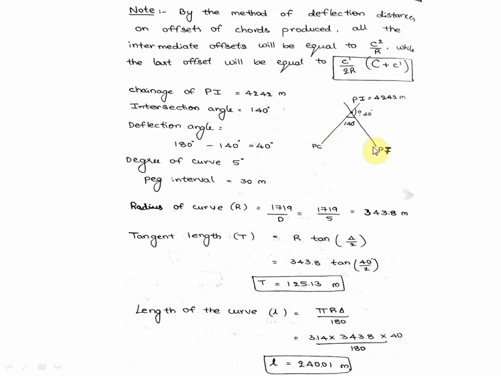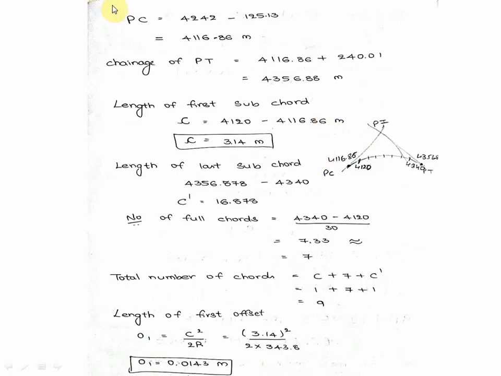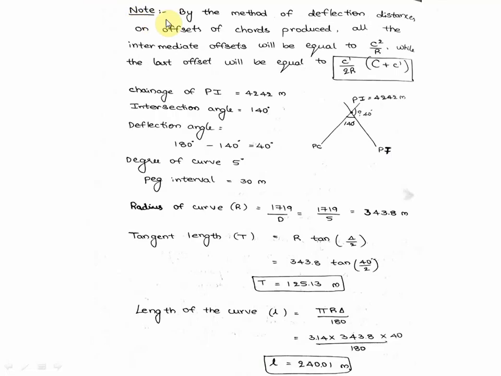Next, what you have to do is find out the chainage at PT, that is the point of tangency, correct? For that, you first have to calculate the chainage at the point of curve, where the curve starts. You need to find out the chainage at that point. So how will you calculate it? You know the chainage at PI, the point of intersection. This chainage minus the length of this tangent gives you the chainage at the point of curve.